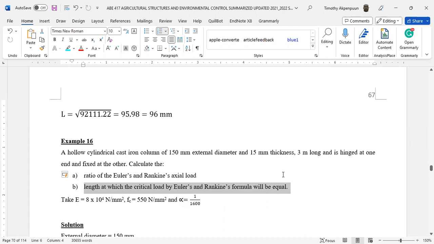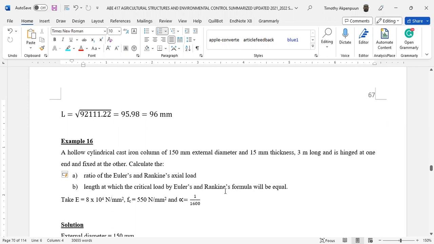Now, first thing first, look at this. According to Euler, is this column a short or a long column? Because before you can do this B part, B says what? Equate Euler to Rankine and then get the length. So what column is it? How do you determine if it's short or long?